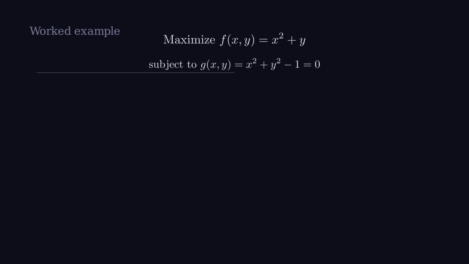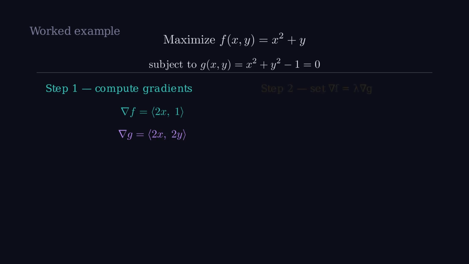Let's make this concrete. We want to maximize f of x, y equals x squared plus y, subject to the constraint that x squared plus y squared equals 1, a unit circle. We need the gradient of f equal to lambda times the gradient of g. Computing the gradients, the gradient of f is the vector 2x, 1, and the gradient of g is 2x, 2y. Setting them equal component by component gives us two equations: 2x equals lambda times 2x, and 1 equals lambda times 2y, plus the constraint itself.